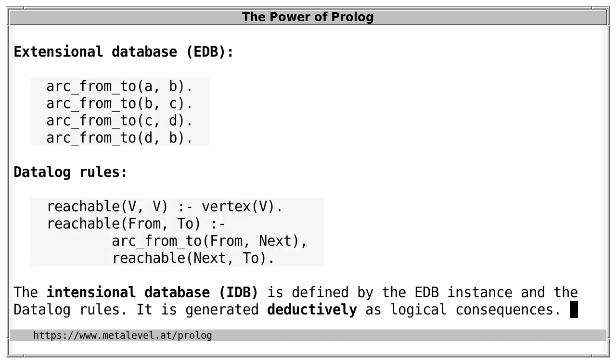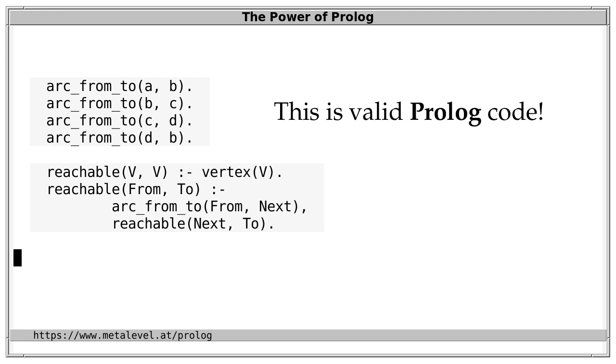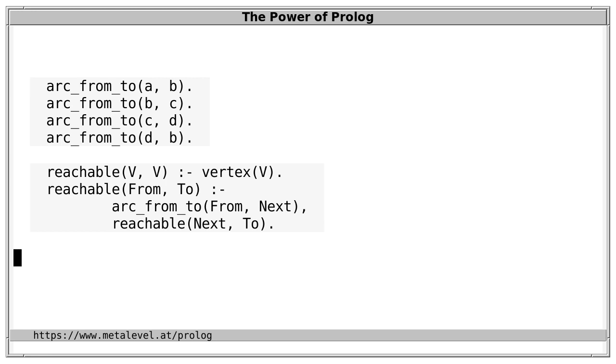For instance, let's consider again our definition of reachable. This was the Datalog program, the facts and the rules, with vertex left as a simple challenge. And it's of course also valid Prolog code. And we can therefore run it with a Prolog system. For instance, let's try it with Scryer Prolog and ask, for example, the most general query. Which solutions are there at all?